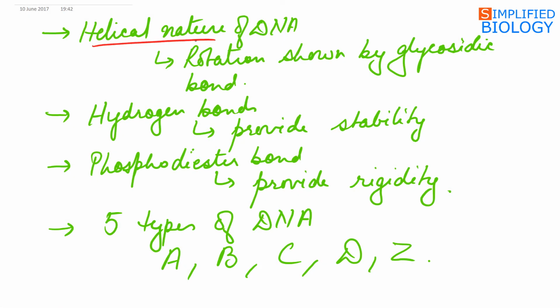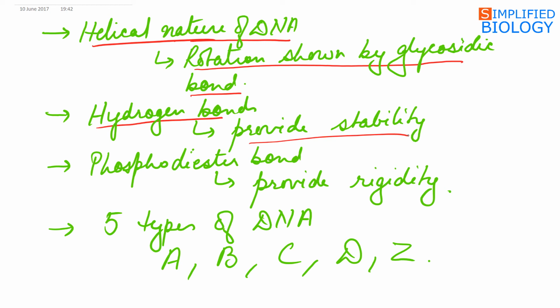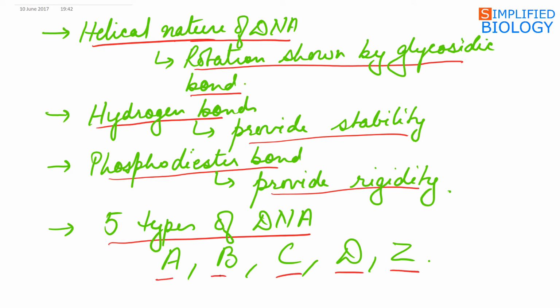The helical nature of DNA is possible only due to the rotation shown by the glycosidic bonds formed between the nitrogenous base and the sugar, while hydrogen bonds provide stability to the DNA molecule and phosphodiester bonds provide rigidity or stiffness to the DNA molecule. There are 5 types of DNA, A, B, C, D and Z, of which B-DNA is the native type.